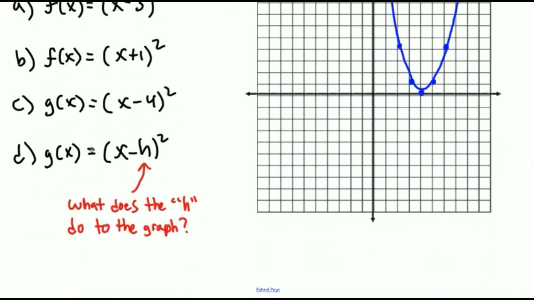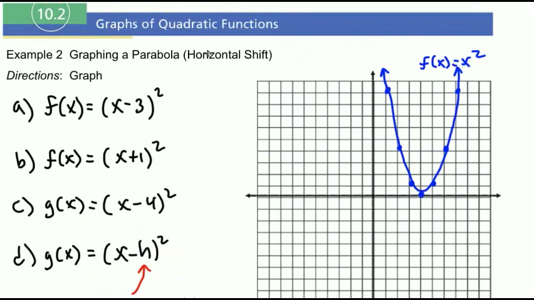So how does the h move the graph? What is it doing? Well, it's doing a horizontal shift. So right here, it's a horizontal shift, and you may want to make a note that we're always going to do the opposite of whatever this is. So if it's x minus h, then I'm going to move to the right h. If it's x plus h, then I'm going to move to the left. So like here we move to the right, here we moved to the left, here we move to the right. So you're always doing the opposite, and that's how we get our horizontal shift.